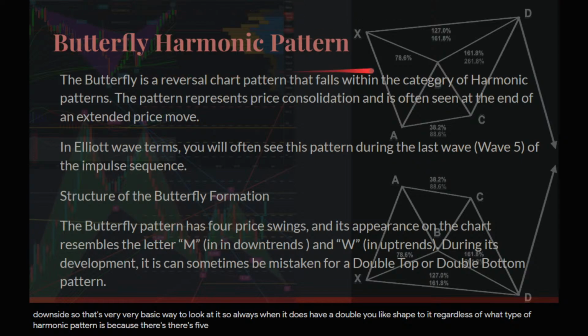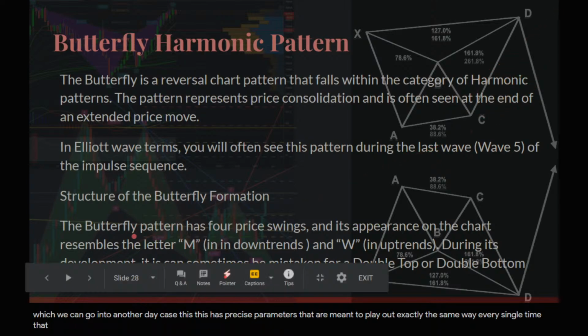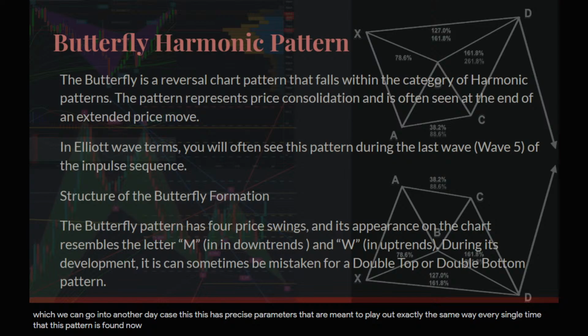because there's five or six different types of harmonic patterns. And I even think that we've found another one which we can go into another day. But in this case, this has precise parameters that are meant to play out exactly the same way every single time that this pattern is found. Now, during its development, it can sometimes be mistaken for a double top or a double bottom.